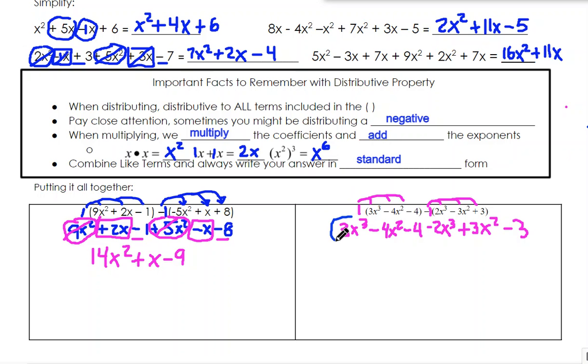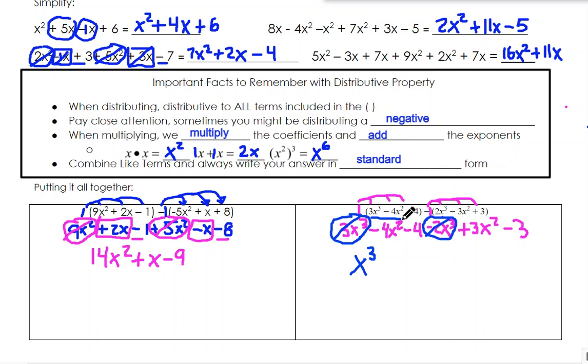So I got 3x to the third. That's my biggest exponent, to the third power, so I'm going to do that first. I have 3x to the third, and I see I have a negative 2x to the third. So 3 minus 2 would give me 1. So it'd be 1x to the third, or just x to the third. All right, I'm done with those.